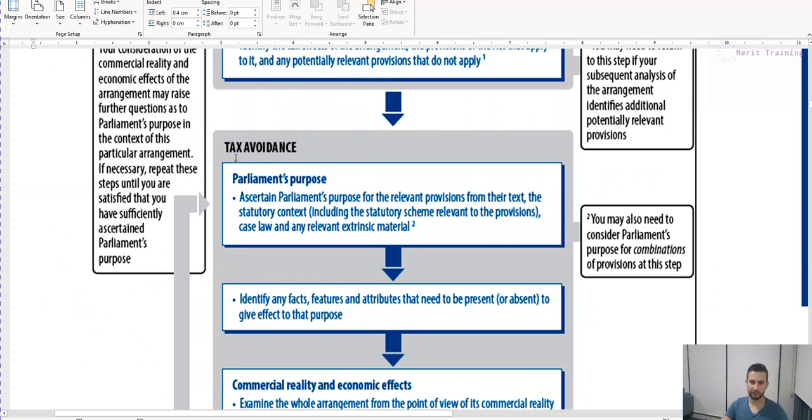Next is the tax avoidance phase. So this is the Parliament's purpose step. So you need to look at the Parliament's purpose for each of the relevant provisions from the text. So don't just look at the letter of the law, but what is the true purpose of this specific act? And the act might be, in this case, shifting profits overseas, and the method that they've gone about it. There might be some specific acts relating to that.